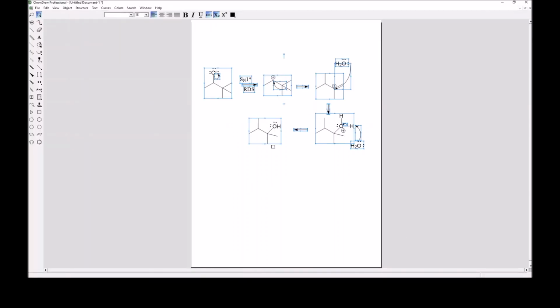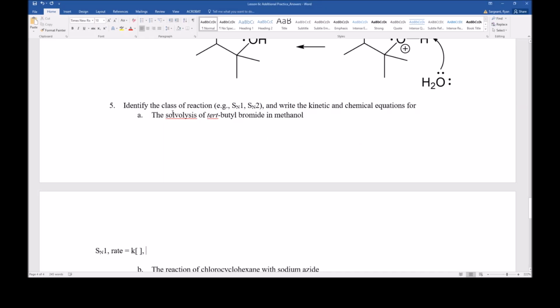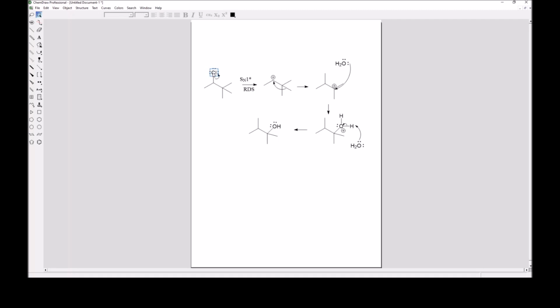So let's go back over to ChemDraw to answer the rest of this question. We want the solvolysis of tert butyl bromide. So I'm going to go ahead and just turn this thing right here into tert butyl bromide with a few edits, and then we can get rid of everything else that we're not going to need right here. So this right here is now tert butyl bromide.